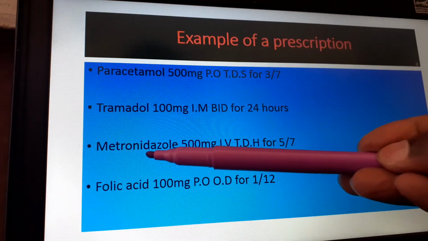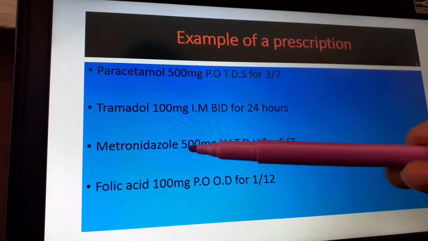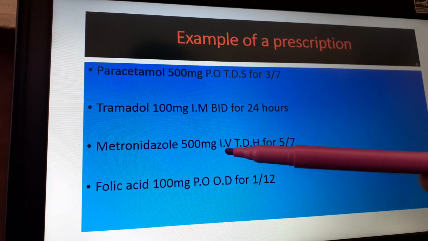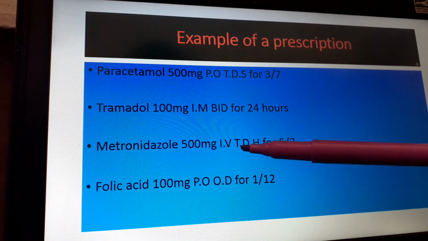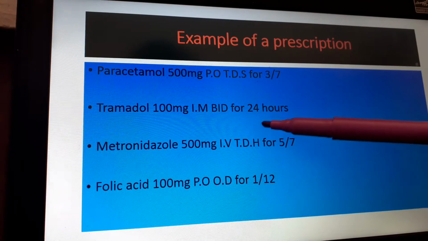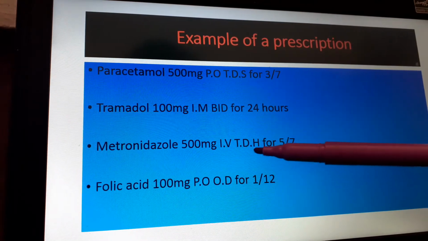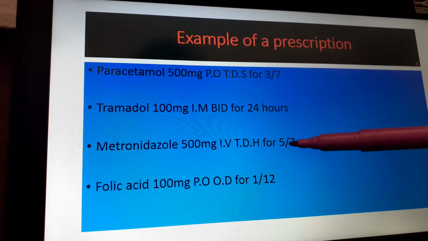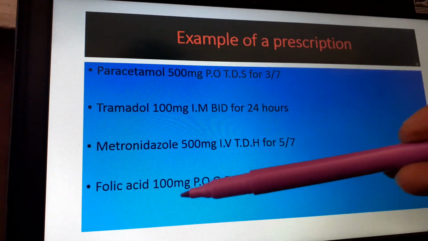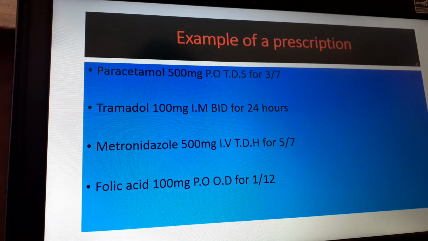Name of a drug, metronidazole. Dose 500 milligram. Route, it's IV. Frequency, it's TDS. There's an error here. This is TDS for 5 days. It's the same applied to folic acid here.